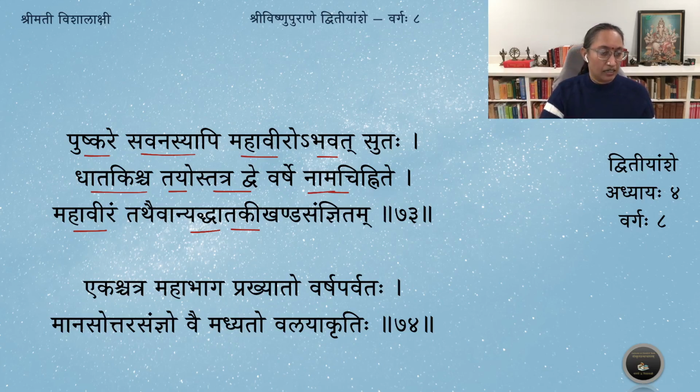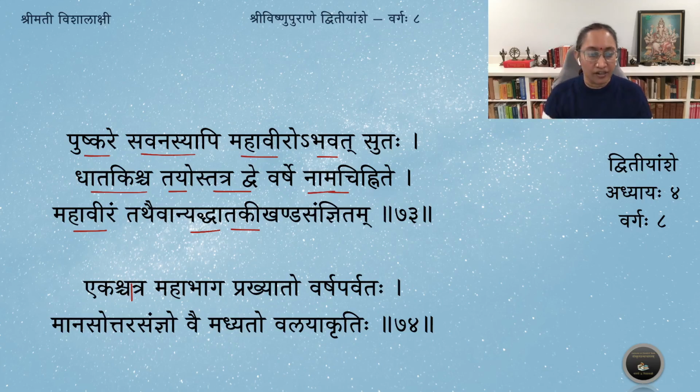Ekascha atra Mahabhaga prakhyato Varshaparvataha Manasottara Samgyo vai madhyato valayakritihi. There is only one Varsha Parvatam here, which is present in the middle, and that is also in a round fashion. This Parvatam is in a round fashion, and it separates the island into two in such a manner. Ekaha cha atra Varsha Parvataha.